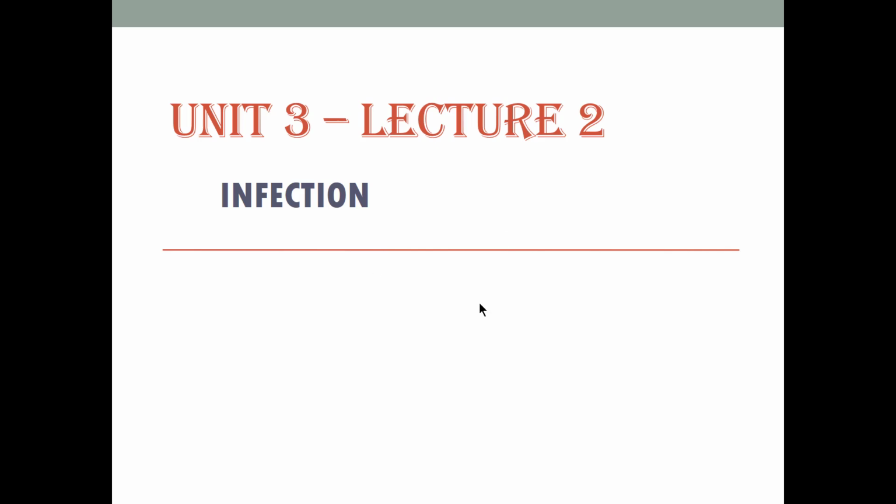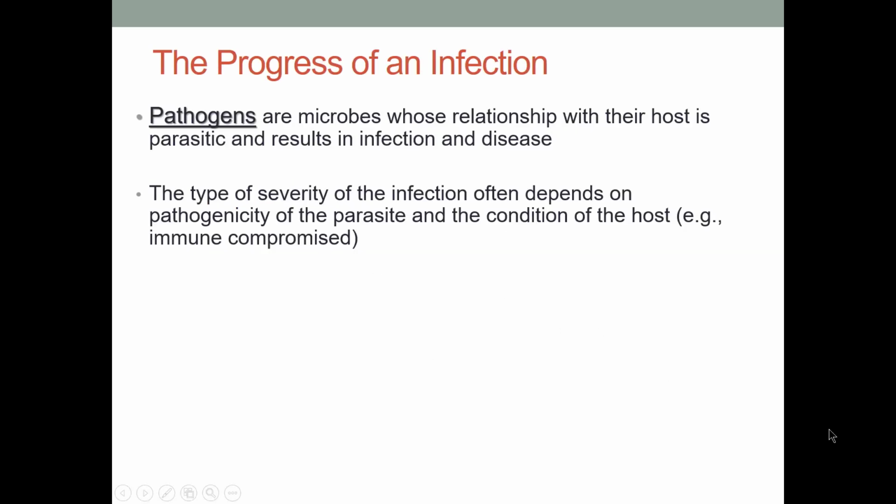So starting off with the definition for a pathogen. A pathogen is essentially an organism that has a toxic, harmful relationship with the host. There are different types of relationships. Some of them are mutualistic, some of them are commensal, and then some of them are parasitic. And a pathogen is sort of another way of describing a parasitic relationship.